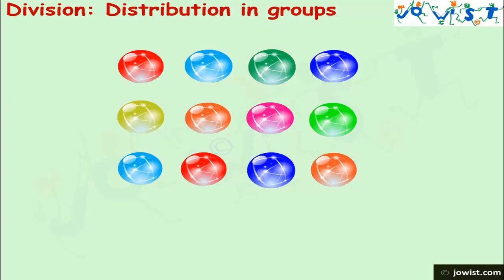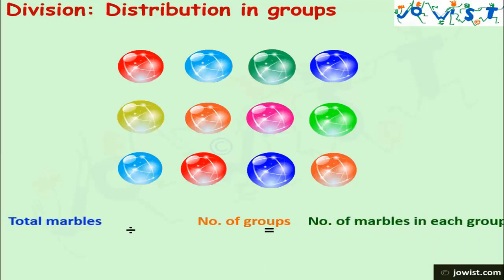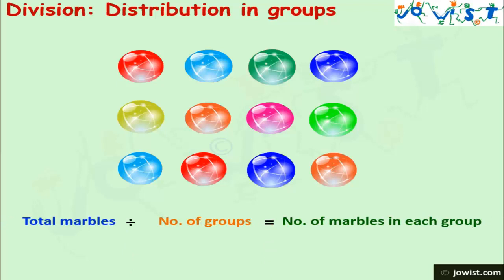Now let's see, if we make 3 groups, how can it be represented in division fact? Again, as we know, there are 12 marbles. How many groups we need to make? Yes, we need to make 3 groups. The total number of marbles divided by number of groups is equal to number of marbles in each group.